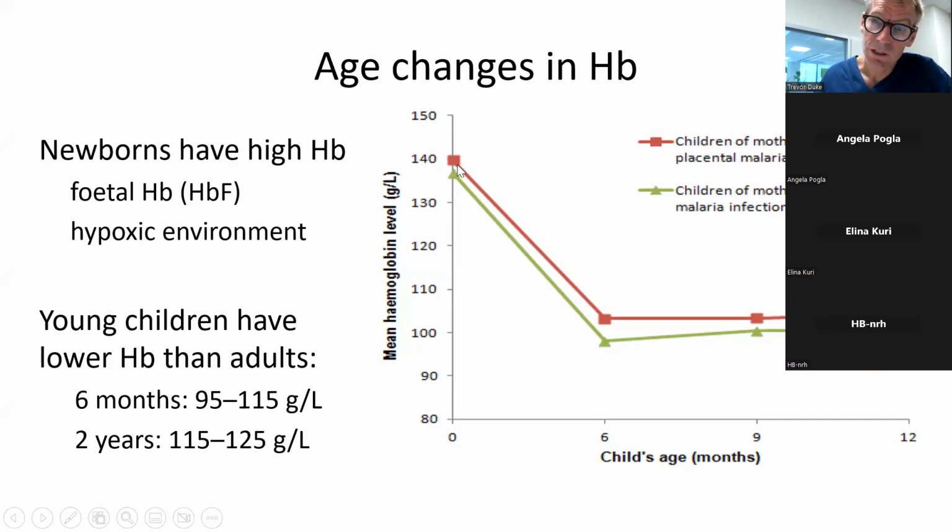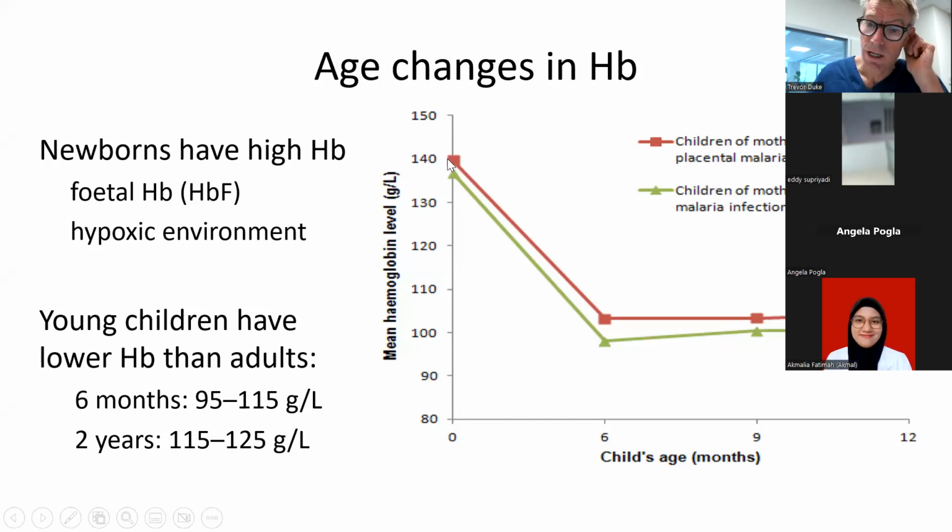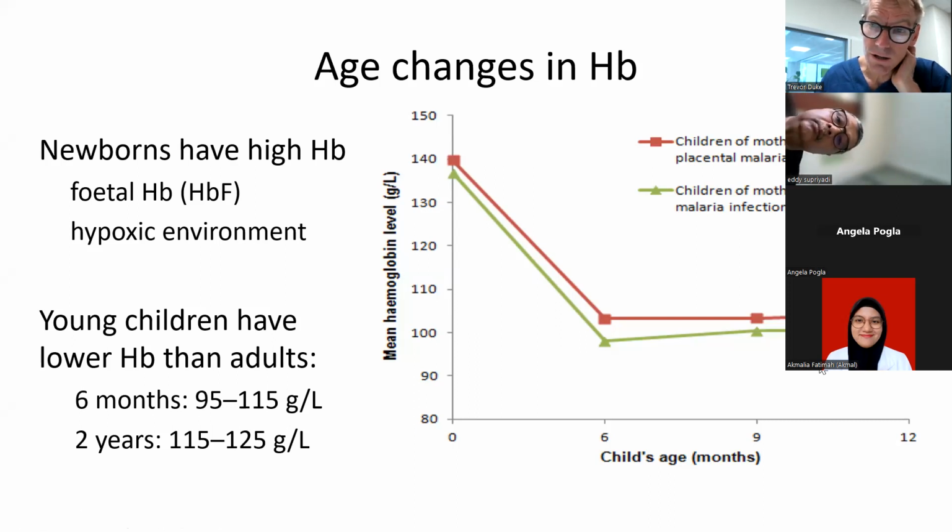But the main message is that there's a normal variation in the hemoglobin in the first 6 months of life, where the hemoglobin drops from around about 14 grams per deciliter to around about 100 to 120.